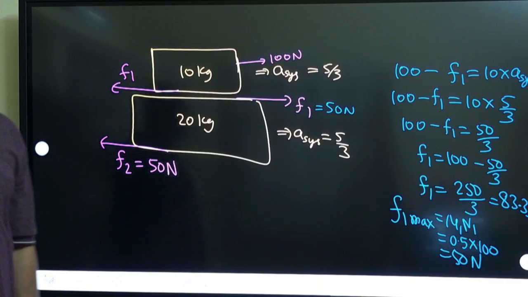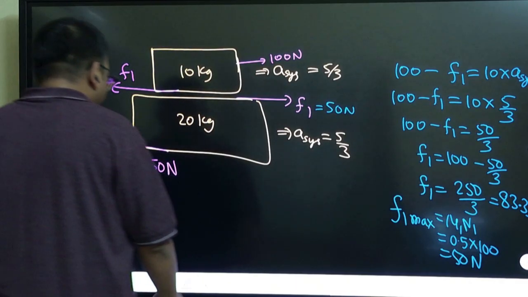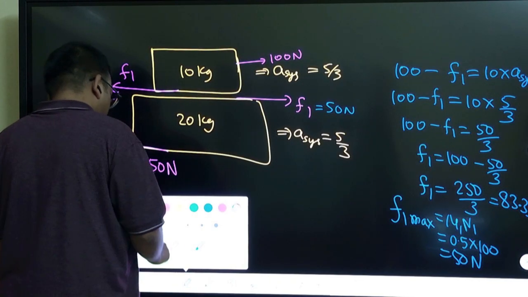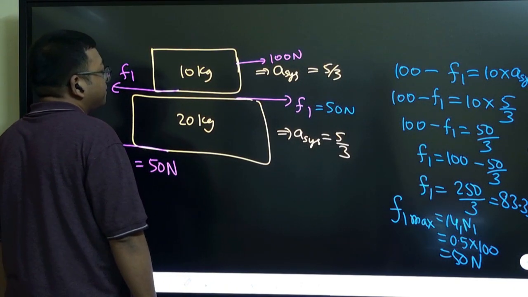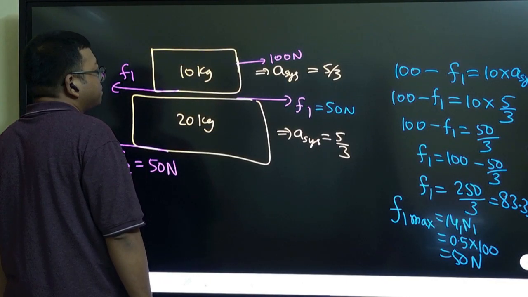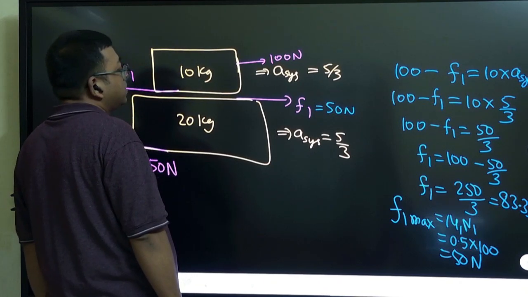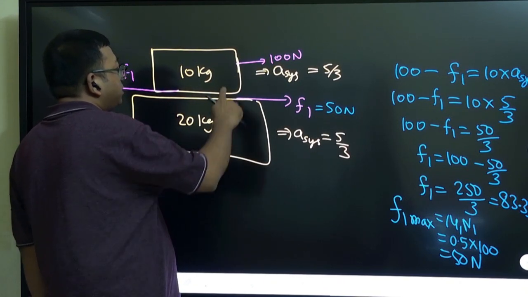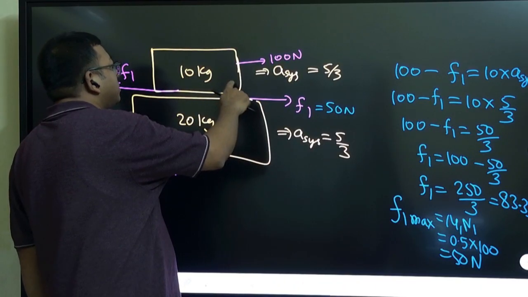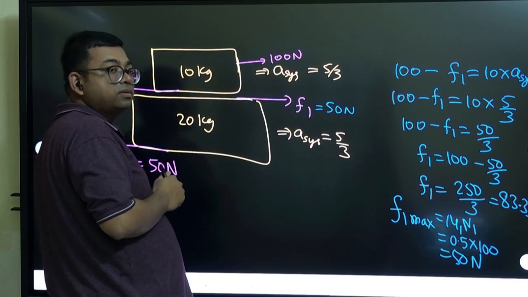Very good. What are the answers they have given? What are the expressions they have given? No, no, three blocks are there. Now, what is the acceleration of the first block? 10 kg.